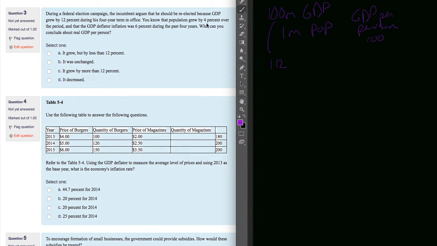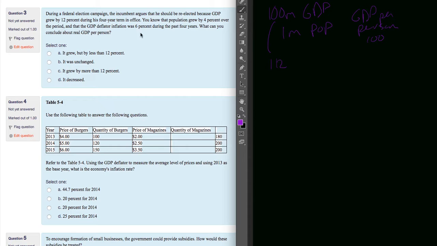But even if we didn't look at inflation, if population grew by 4%, now we would have 1.04 million in terms of population, and 112 over 1.04 would be less than this 12% increase. It has to be less, because a 12% increase would be the same as having 112 over 1 million, which would be 112. But that disregards the fact that there's been a population growth. So that makes that increase smaller than 12%.